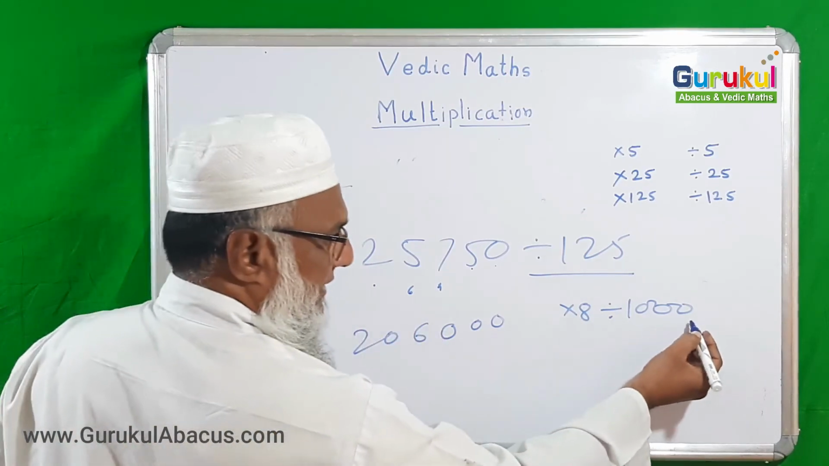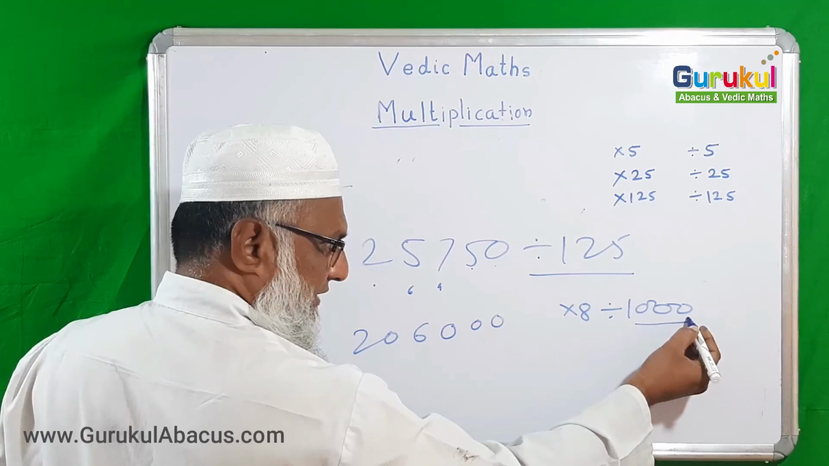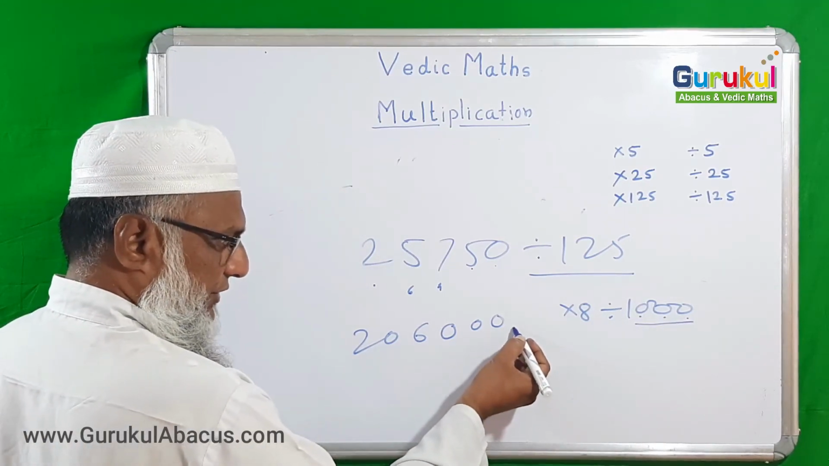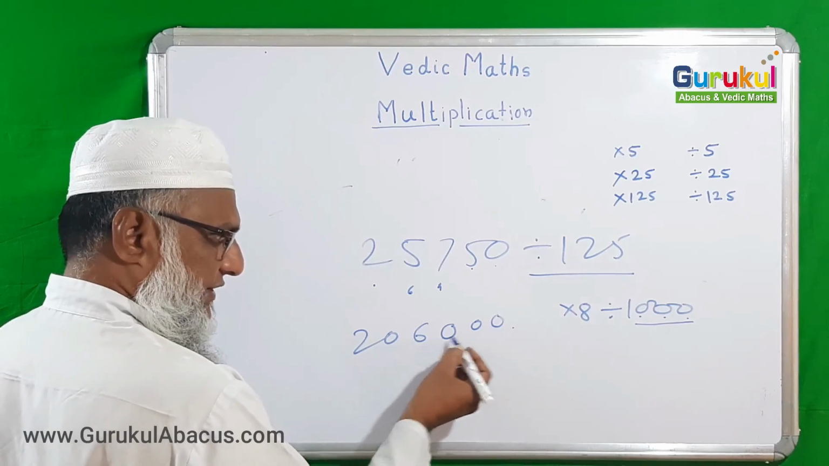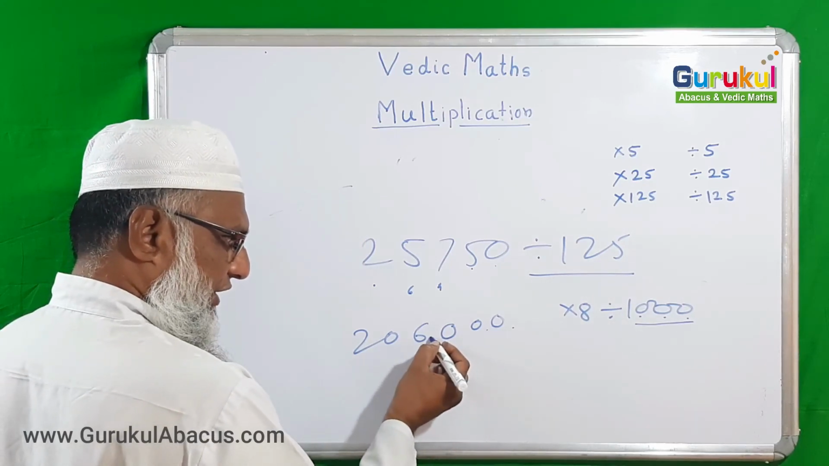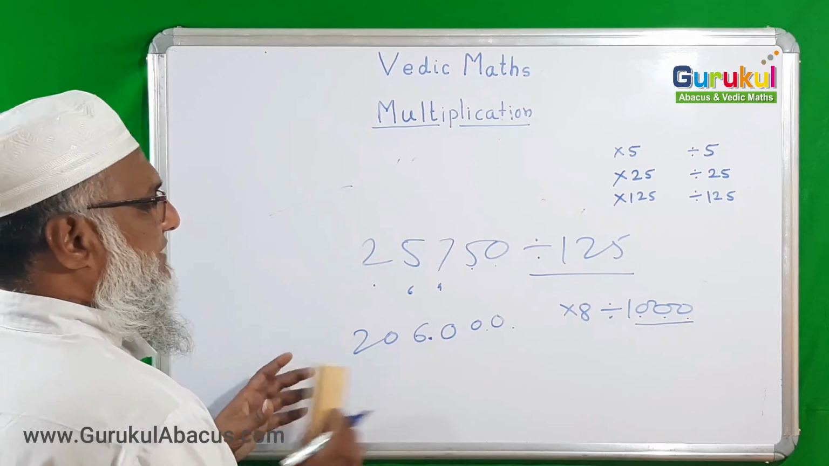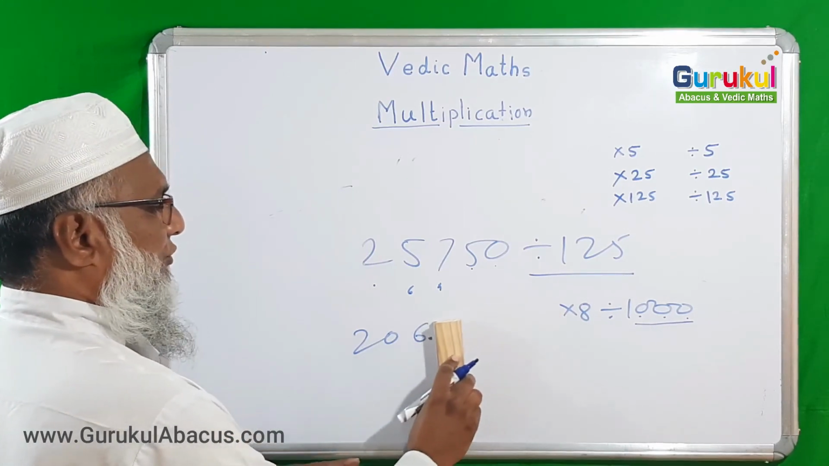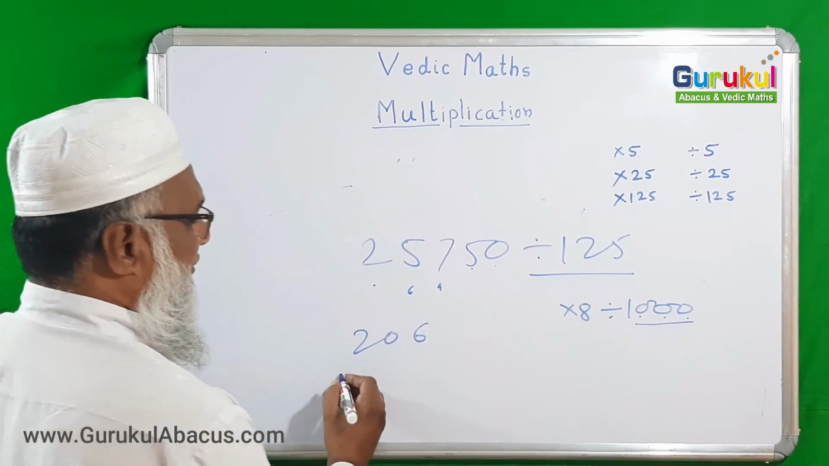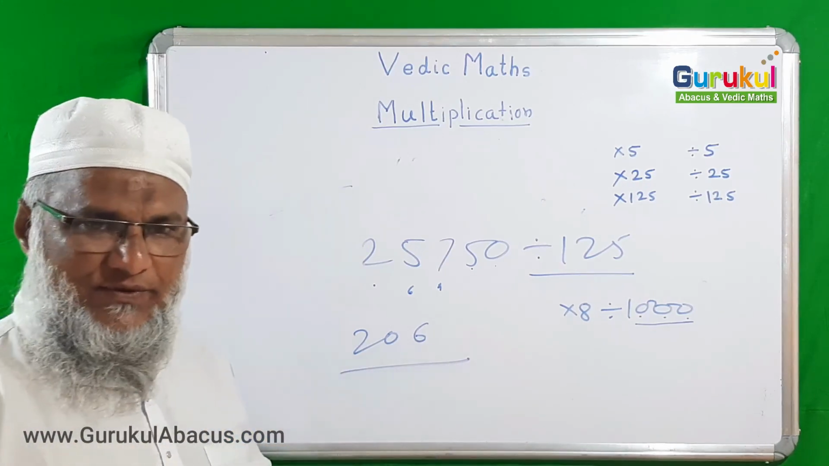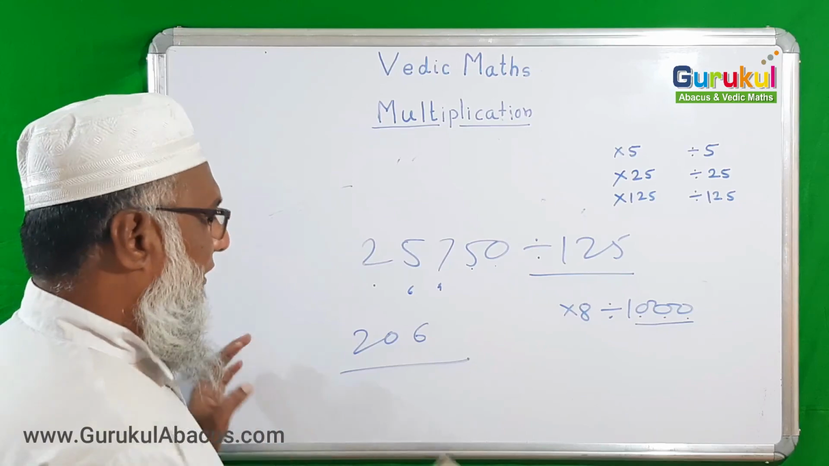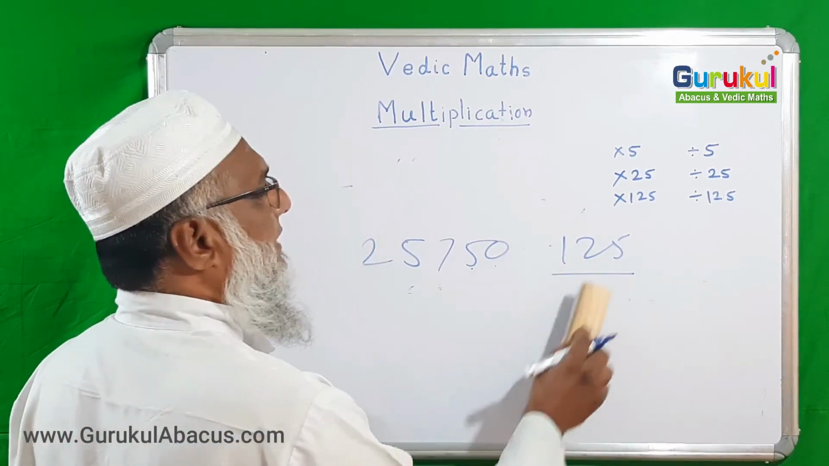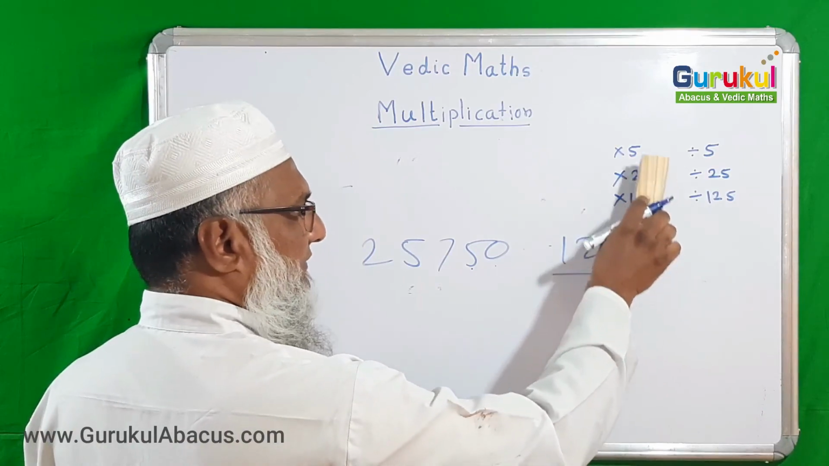Now divided by 1000 means 1000 has 3 zeros. So here is the decimal point, we should keep 3 digits to the left. So 1, 2, 3, here I am putting the decimal point. It means after the decimal point there are zeros, so I want to rub those zeros as well as the decimal point. My answer is 206. In this way, very easily we can solve multiplication examples if there is multiplication or division by 125 or by 25 or by 5.